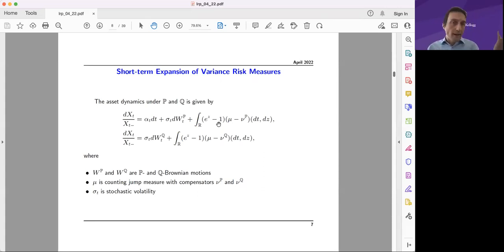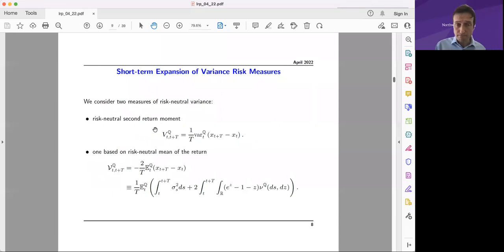Pretty much any asset pricing model fits into this framework. So what I'm going to do now is I'm going to be interested in variance risk measures, computed over short-term intervals, over short horizons, and do an expansion of these variance risk measures and connect them with the underlying asset risks of the asset price.